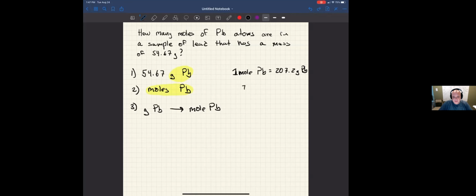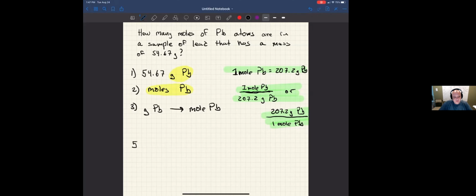So once I have this equality established, I can write two per expressions, or two conversion factors. A per expression is the same thing as a conversion factor. One of the conversion factors I can write is 1 mole of lead over 207.2 grams of lead. The other one I can write is just the inverse of that, 207.2 grams of lead per 1 mole of lead. And so now that I have these per expressions derived from the equality that I got from the periodic table of elements, I can start to solve the problem. I can put it all together.